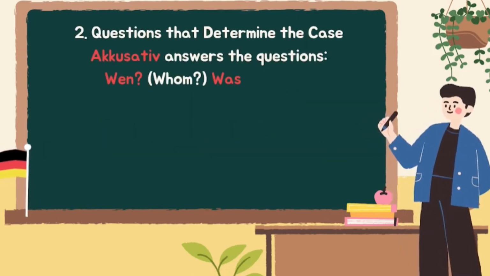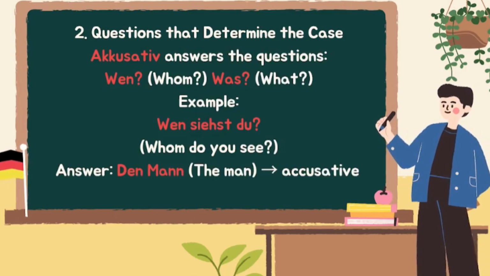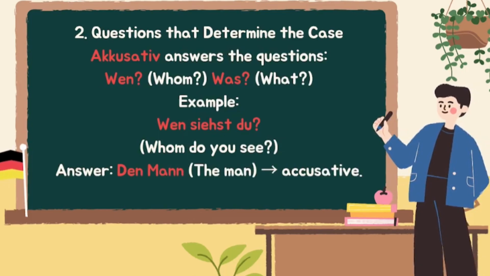So in case of accusative, accusative answers the question that starts with wen, means whom, and was, means what. For example, "Wen siehst du?" Whom do you see? "Den Mann." Den Mann, the man, here is accusative case.